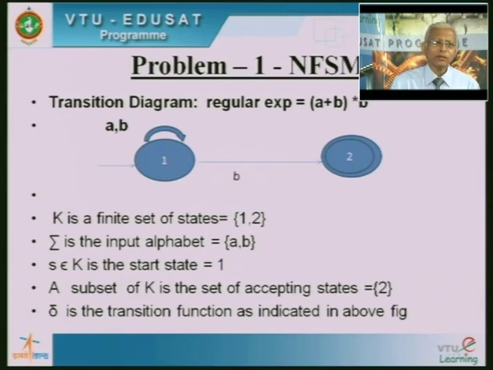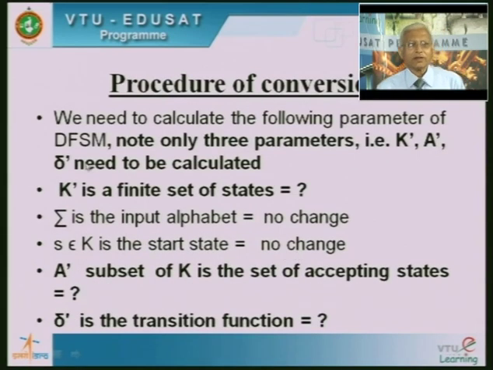So we need to compute the deterministic finite state machine's parameters. All these 5 parameters, if you are able to compute, that is the translation. Now you don't need to compute all of them; only 3 parameters you need to compute. For example, K dash, how many states there are, how many final states there are. I have written K dash just to differentiate from the non-deterministic machine's parameters. Now delta dash.